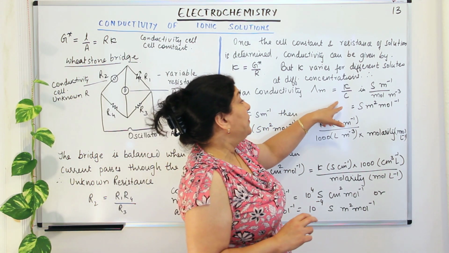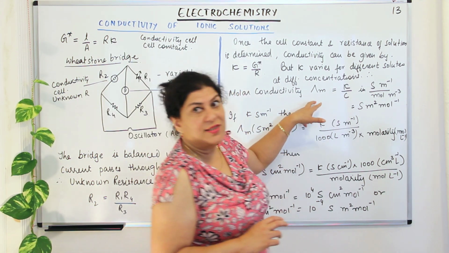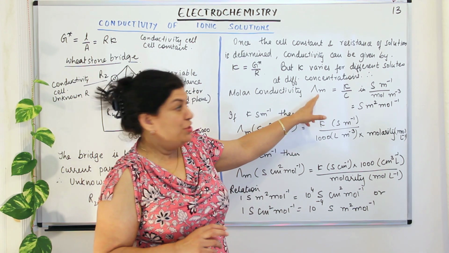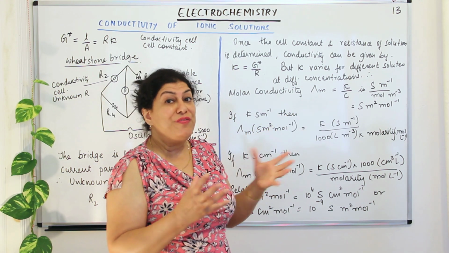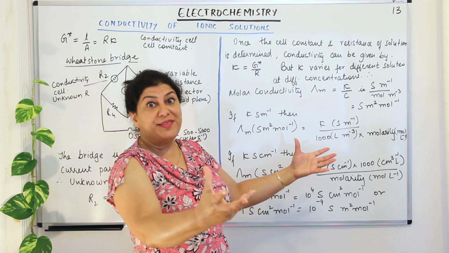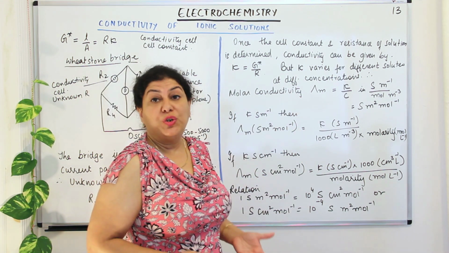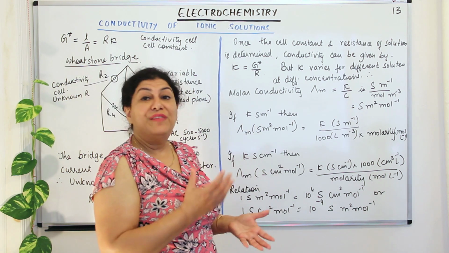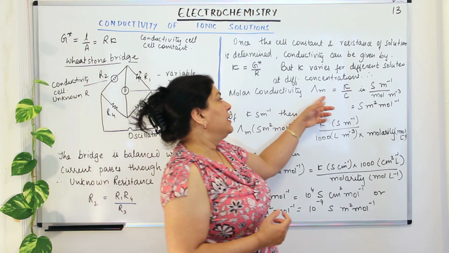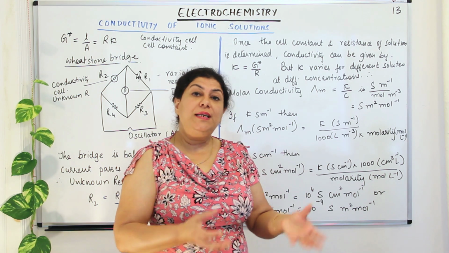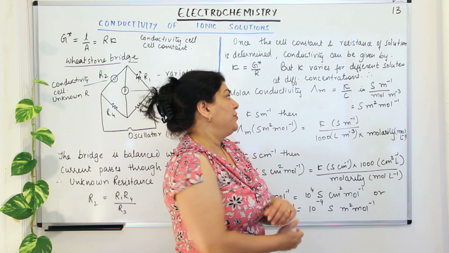So the greater the concentration, the lesser will be the molar conductivity. You can understand from this. As I explained physically, if there are too many ions present, the movement of the ions would be difficult and therefore the conductivity would go down. They are kind of inversely proportional. So molar conductivity is equal to the conductivity divided by the concentration.